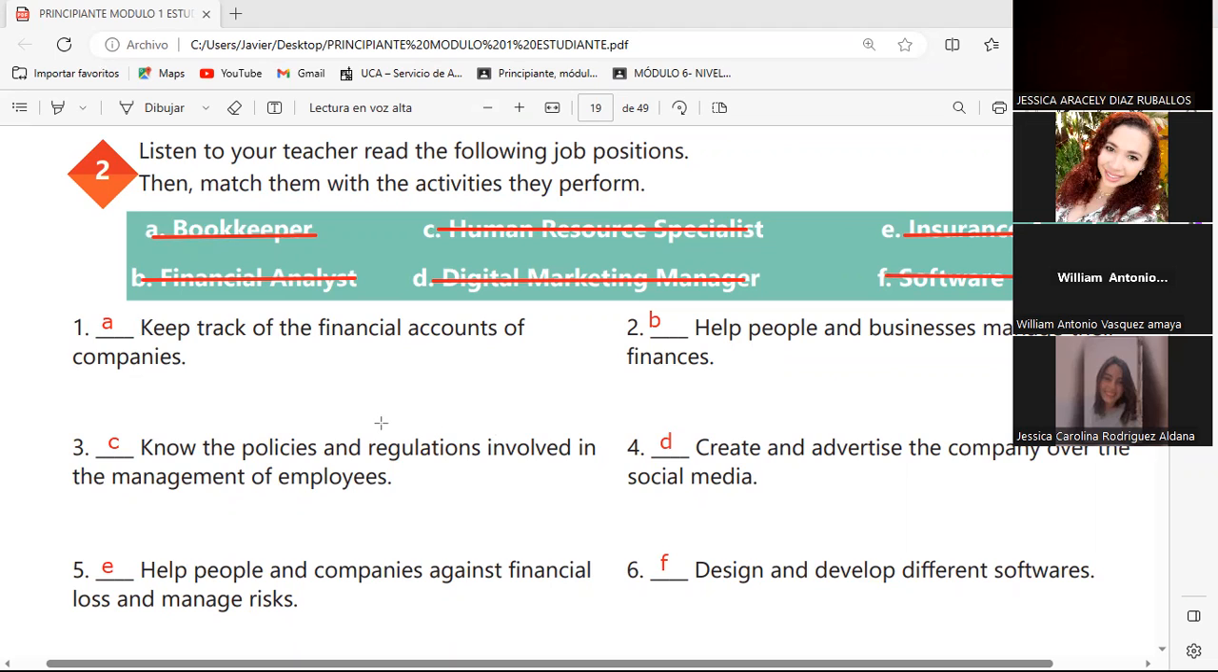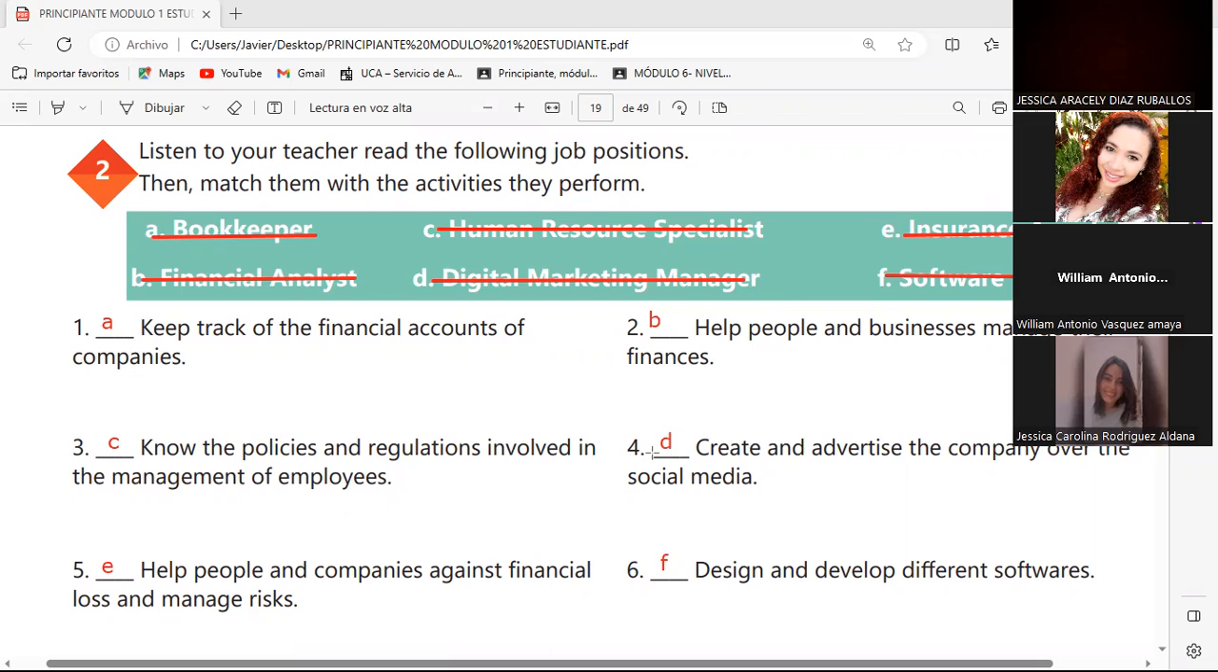Yes. Okay, so I will read for you one last time. A bookkeeper keeps track of the financial accounts of a company. A financial analyst is the person who helps people and businesses manage their finances, right? This is the person who helps to manage their finances. Su situación financiera, right? Now, letter C, human resource specialists know the policies and regulations involved in the management of employees, right?